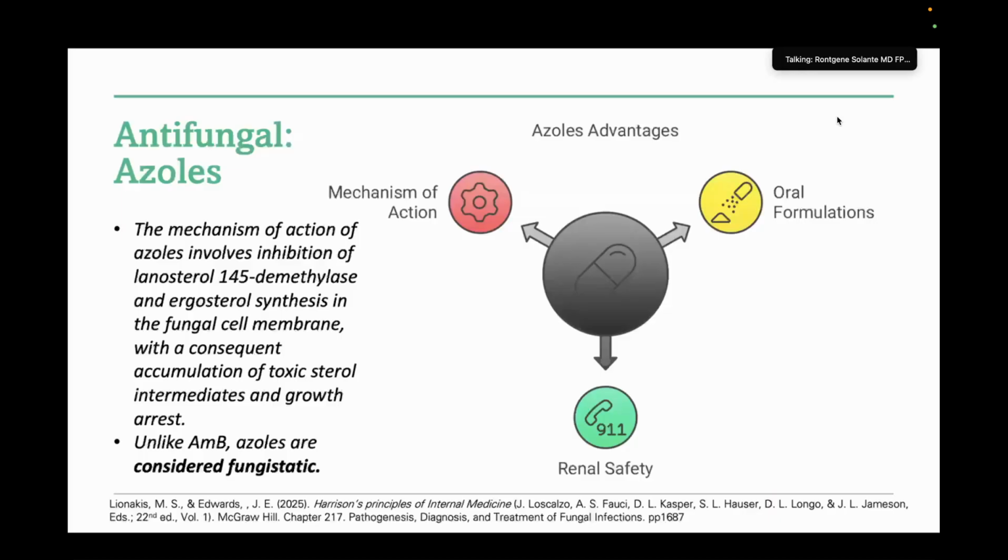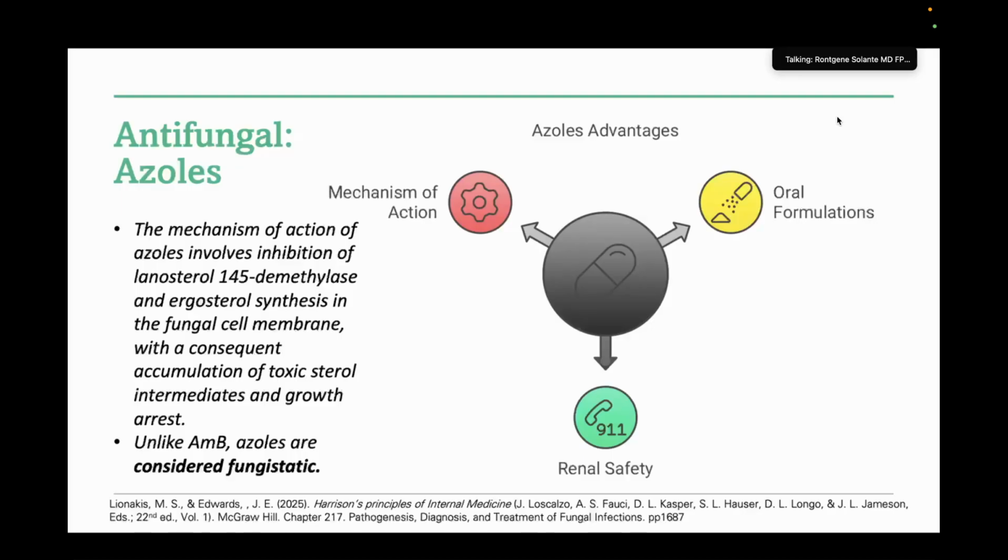Okay, so the azoles, compare it with your amphotericin B. The mechanism of action here is inhibition of your lanosterol 14-alpha demethylase and your ergosterol synthesis in the fungal cell membrane. Once it is accumulated, it can arrest the growth of your fungus. Unlike your amphotericin B, remember, azoles are considered fungistatic. So they are not as potent compared to your amphotericin B. And that's the reason why there is selected use of your azoles in terms of its indications.